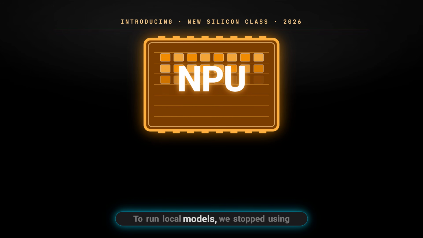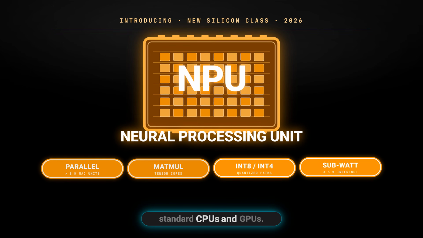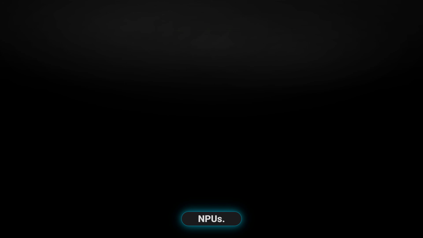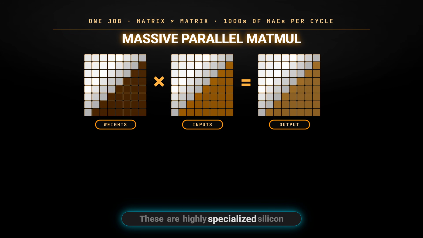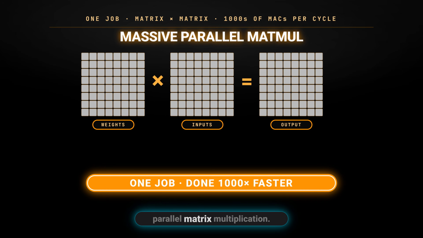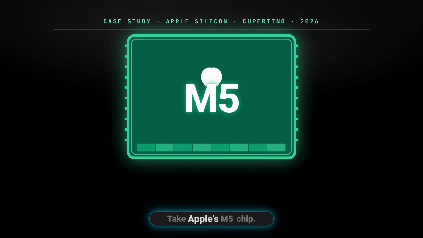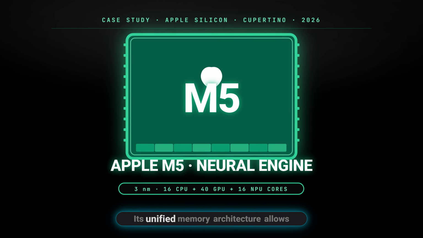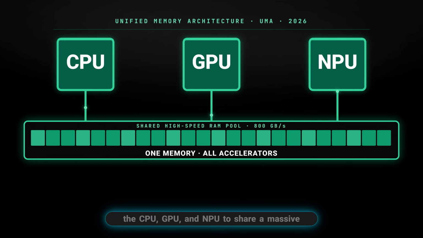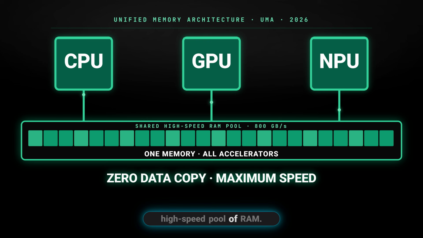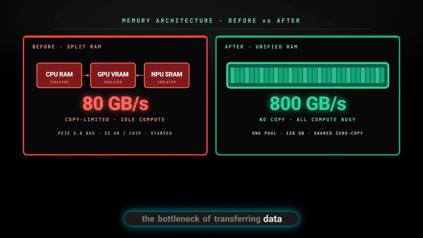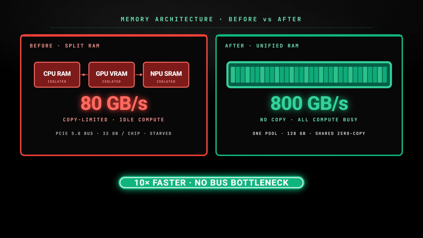To run local models, we stopped using standard CPUs and GPUs. We built neural processing units, or NPUs. These are highly specialized silicon blocks designed for one job: massive parallel matrix multiplication. Take Apple's M5 chip. Its unified memory architecture allows the CPU, GPU, and NPU to share a massive, high-speed pool of RAM. This lets it run massive models without the bottleneck of transferring data between different memory chips.